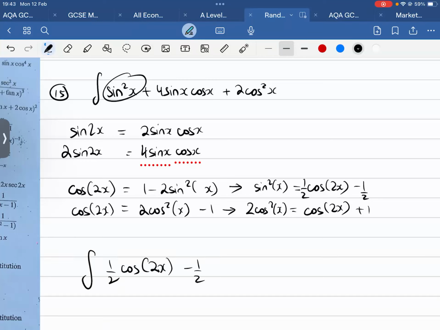Instead of integrating 4 sine x cos x, what would I rather integrate? Also, 2 sine 2x. Instead of integrating 2 cos squared x, what would I rather integrate? Cos 2x plus 1. Yeah. Now these are all easy to integrate. This would be like 10 marks or something. I think they'd make it 5 or 6 marks.